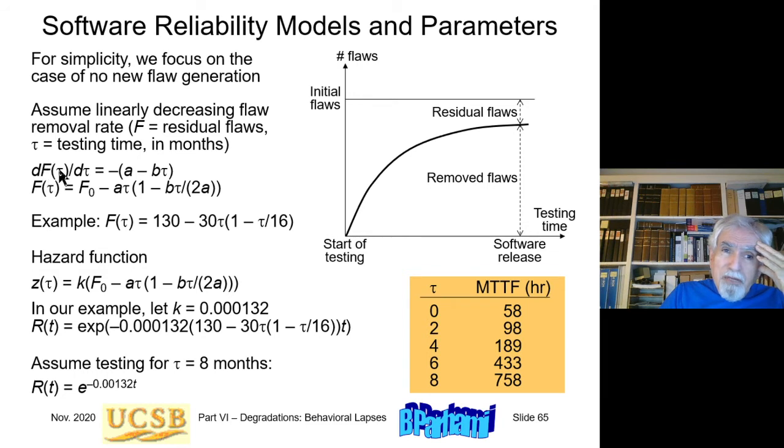Okay, the rate of flaw removal, so this is the rate, dF of tau divided by d tau, is a decreasing function of tau. And it's linear. Okay, so this is an assumption to make things computationally manageable. I'm assuming that this rate declines linearly. And there are two parameters involved that we have to basically determine experimentally. Tau is the time.